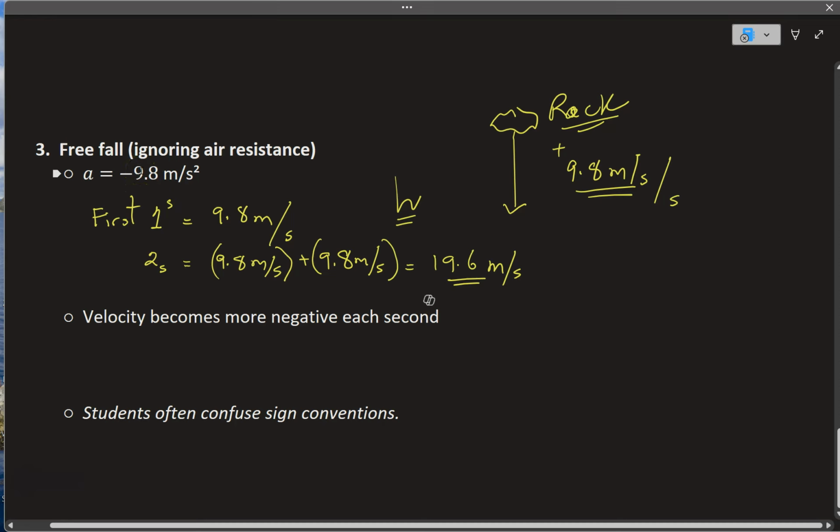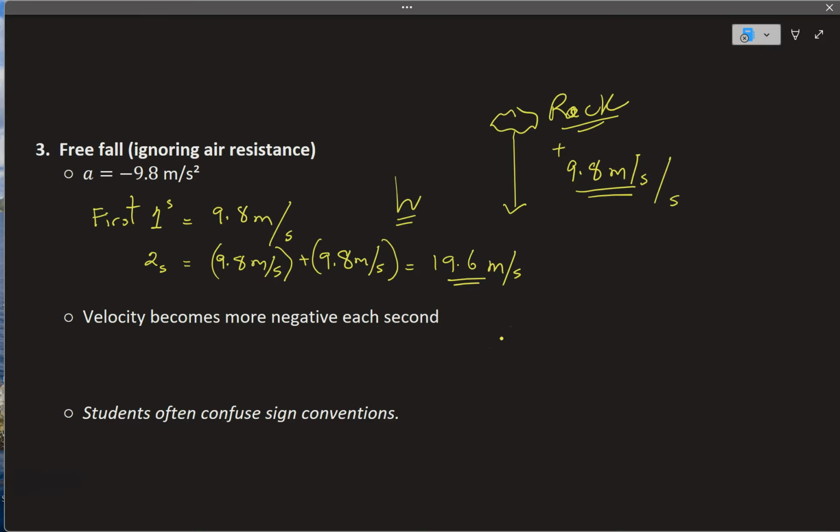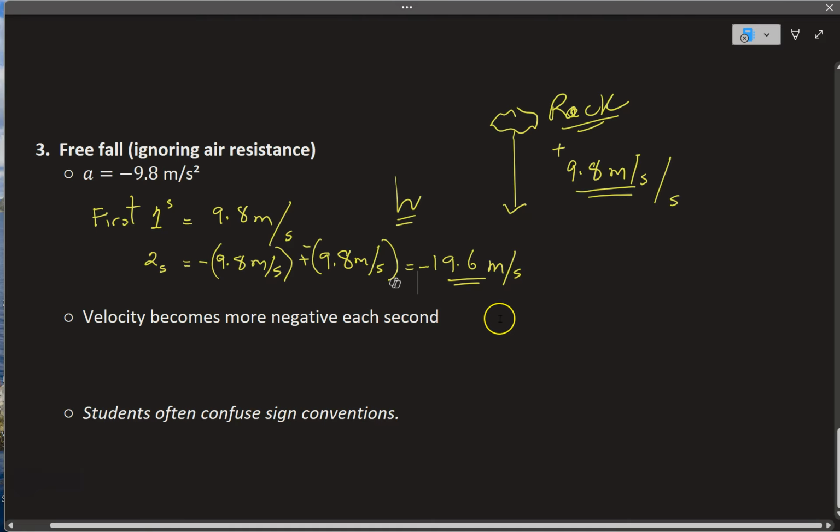So that's what this acceleration due to gravity is, and this negative in front is just telling you that it's coming towards Earth. That's what that is. It's pulling it down. So velocity becomes more negative each second. Of course it is, because there's a negative there, there's a negative there, and there's a negative there. Okay, so that's what it means.